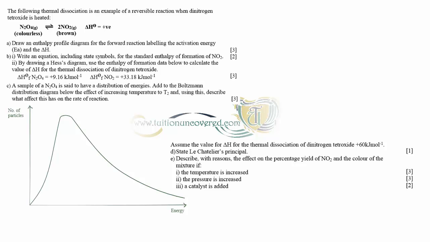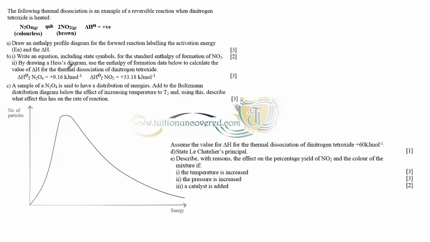Now an exam style question. The following thermal dissociation is an example of a reversible reaction when dinitrogen tetroxide is heated. So there's dinitrogen tetroxide breaking down into nitrogen dioxide. The forward reaction is an endothermic process. An enthalpy profile diagram was required with particular labeling, and to write an equation including state symbols for the standard enthalpy of formation of NO2.